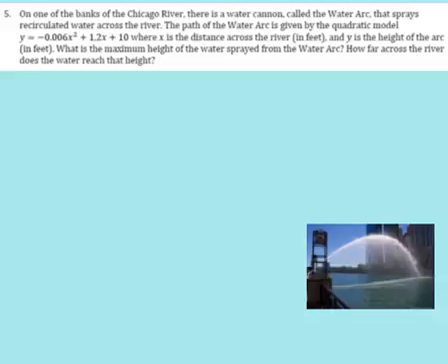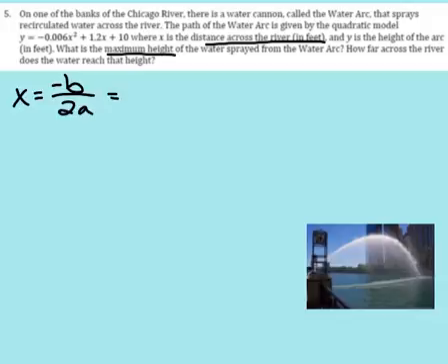On the banks of the Chicago River, there's a water cannon called the water arc that sprays recirculated water across the river. The path of the water arc is given by the quadratic model, where x is the distance in feet across the river. What is the maximum height of the water sprayed from the arc? How far across the river does the water reach that height? So x is the distance across, which is good because we want the maximum height. So maximum height, remember, is actually just a vertex one. So this just got a little bit easier.